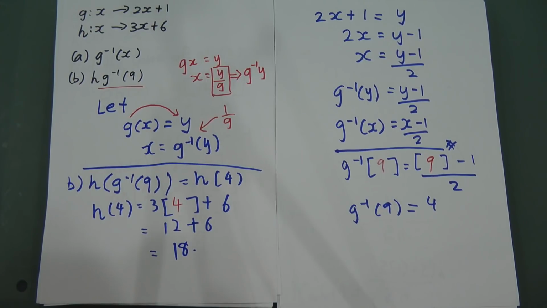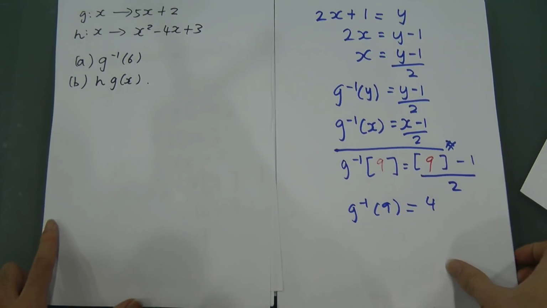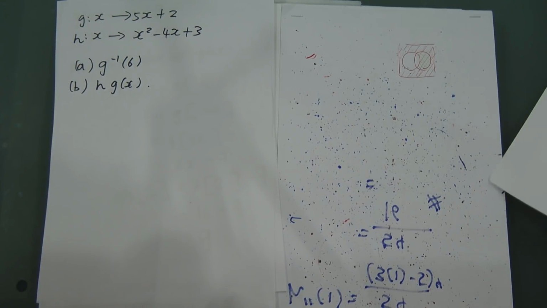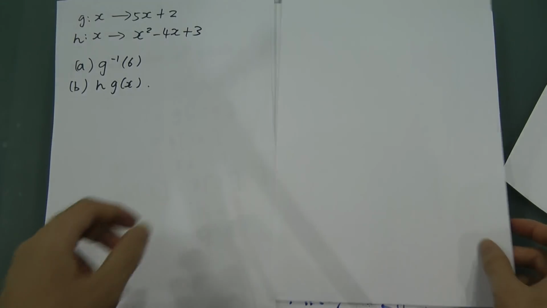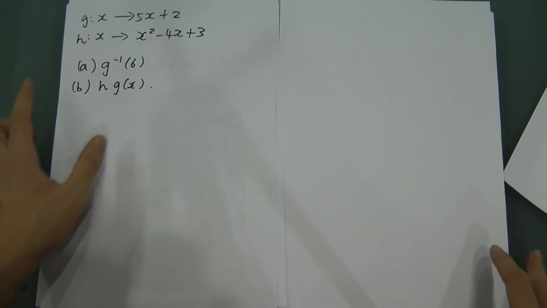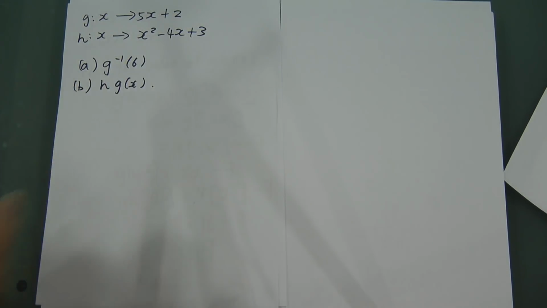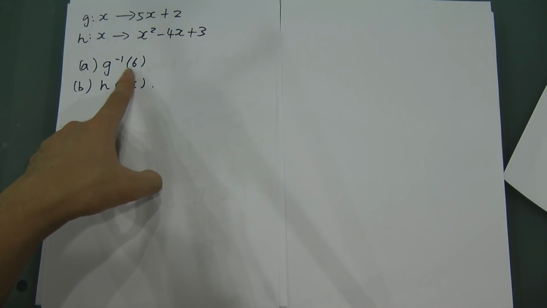Okay, maybe I just show one more to give you better understanding about this chapter. When you see here, it's given here: gx equal to 5x plus 2 and hx equal to x squared minus 4x plus 3. So first thing, you want to find g inverse 6.